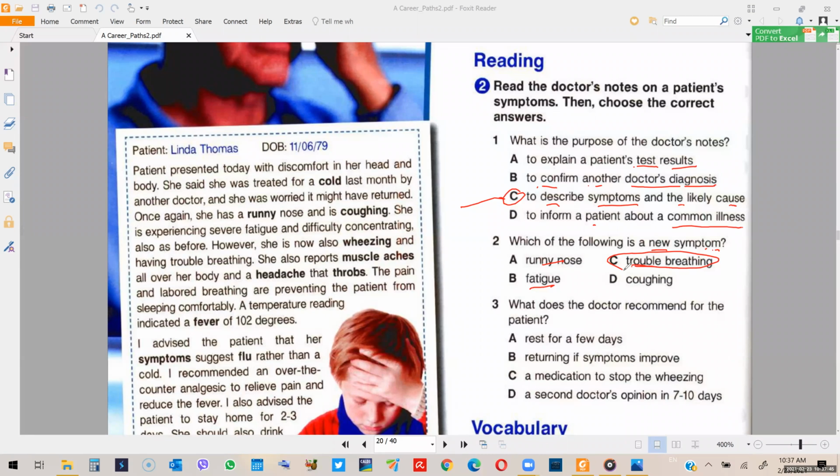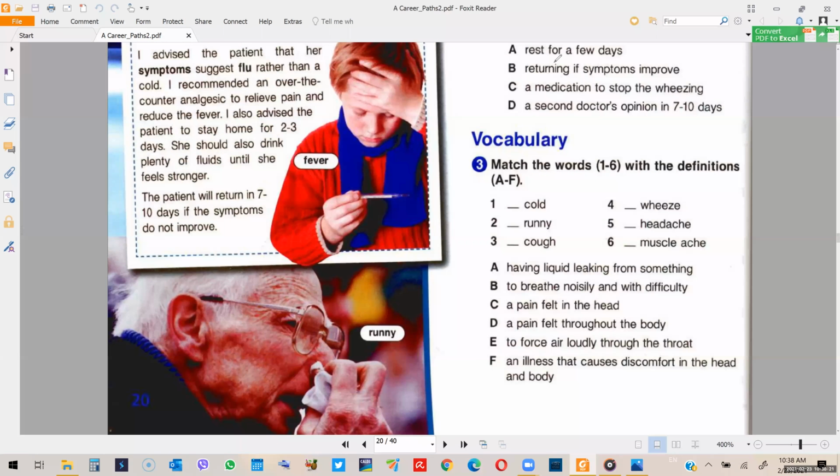And number three, what does the doctor recommend for the patient? Rest for a few days, or returning if symptoms improve, or medication to stop the wheezing, or a second doctor's opinion in 7 to 10 days? Of course, the answer is number A, to have some rest for a few days with drinking lots of fluids. Okay, so that was the therapy given to the patient.